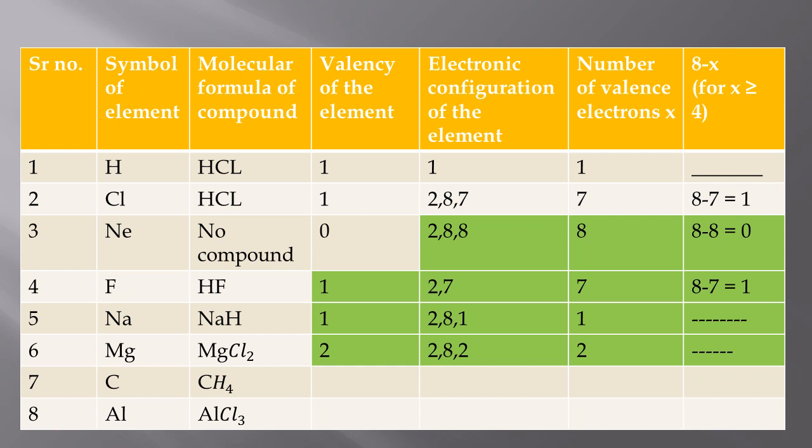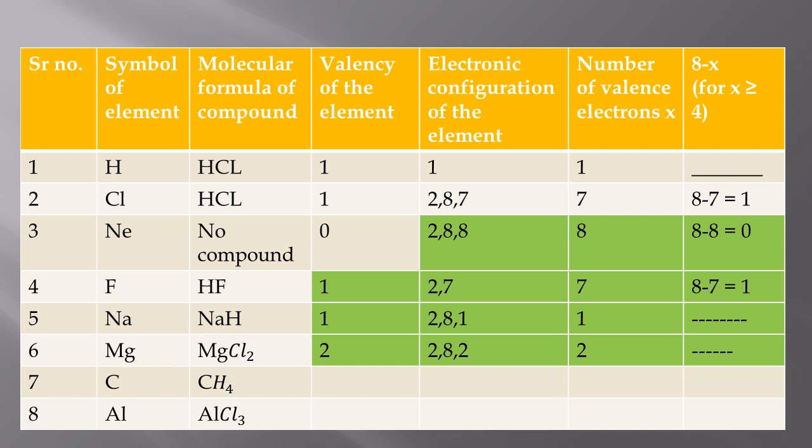Now chlorine, molecular formula HCl. The valency of the element is 1 because the electronic configuration of chlorine is 2, 8, 7. So the number of valence electrons will be 7. Students, here more than 4 electrons are present in the outermost shell. That's why 8 minus x will be 8 minus 7, which equals 1. And x is nothing but the number of valence electrons.